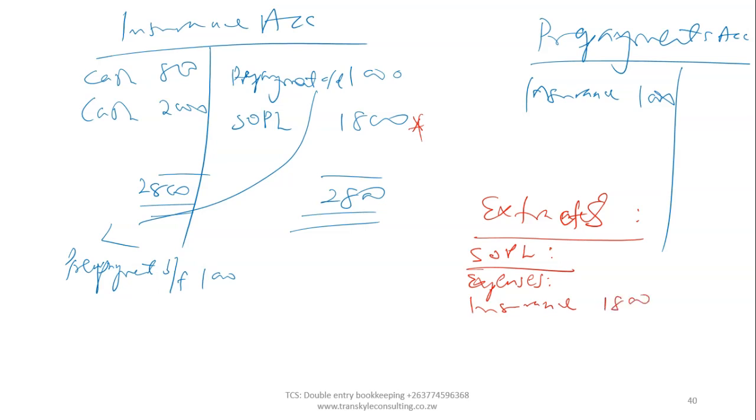1,800. Now the extract statement of financial position under the current assets, because we say that the prepayment is an asset. We're going to say current assets, then prepayment 1,000. That's done. Due settled. Okay.